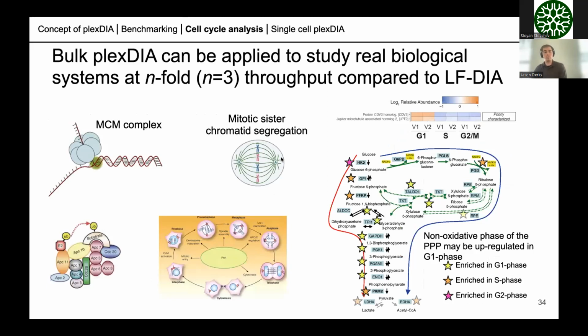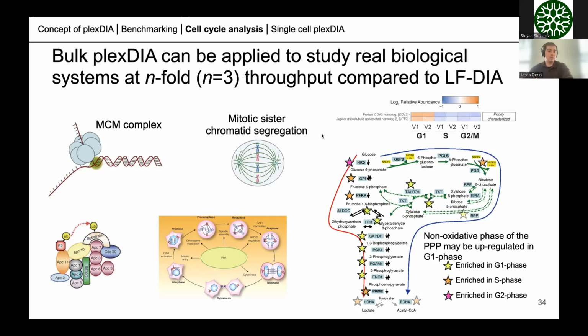So with this, we showed that plexDIA can be applied to study real biological systems, and it can do so at a multiplicative throughput. We were running 3 samples at a time: the G1 phase, the S phase, and the G2M phase were combined together. We found some canonical things, exactly what you'd expect with different cell cycle phases, and we found some things that are maybe slightly less expected.